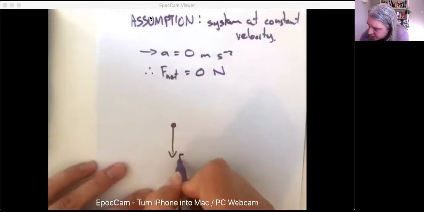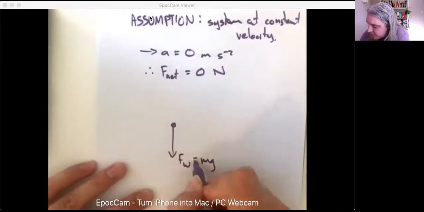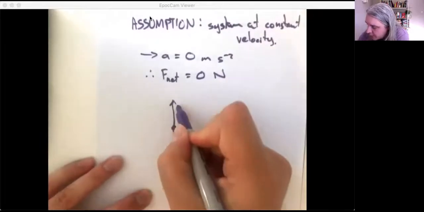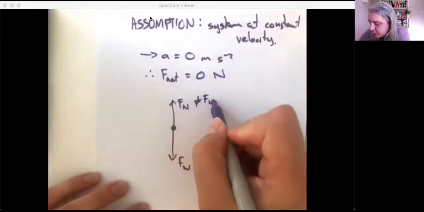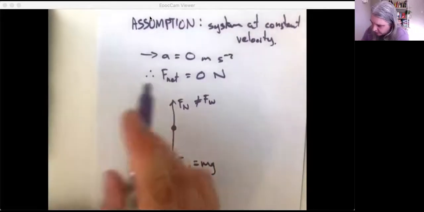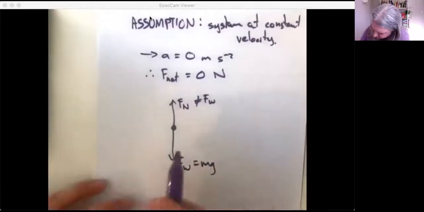The weight force is straight down and it is equal to mass times gravity. The normal force is straight up, but it is not equal to the weight force. You wouldn't normally write that in. I'm doing it to remind you all. It's not equal and opposite to the weight force.